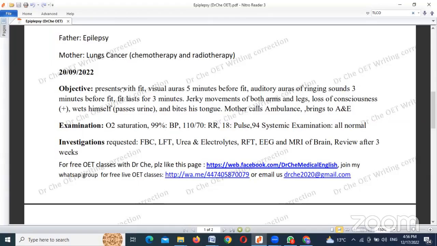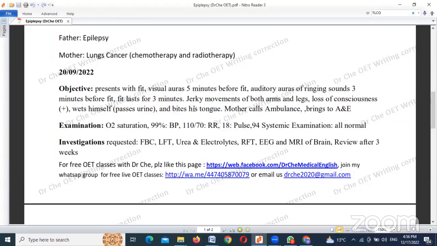If you write about the fit, on this day, the patient presented with a fit. It was accompanied by visual aura that lasted for 5 minutes and also auditory auras of ringing sounds 3 minutes before the fit. The fit lasted for 3 minutes and there were jerky movements of both arms and legs. Patient also lost consciousness. She wet herself and bit her tongue. Mother called the ambulance and brought her to the emergency department. So if you write each and everything like this, the way it is written, definitely you will get 500 out of 500. Okay.